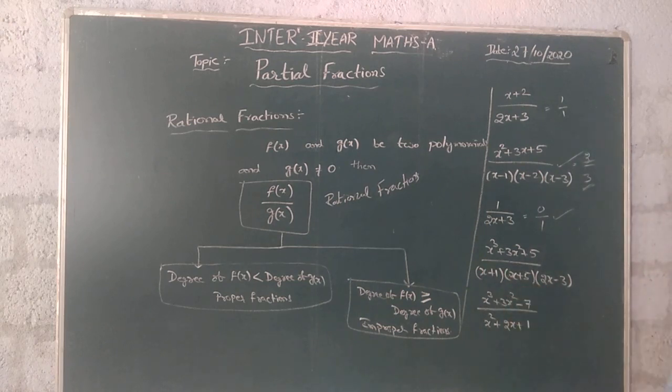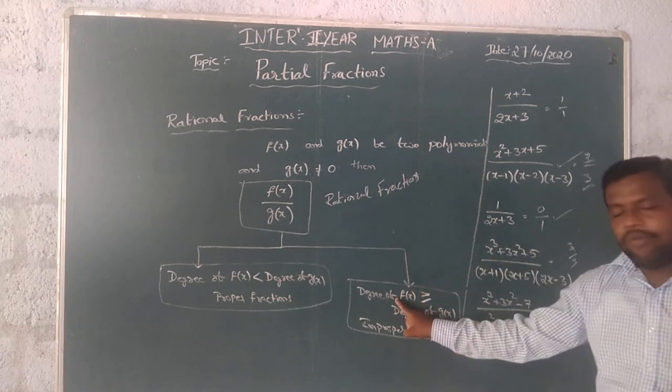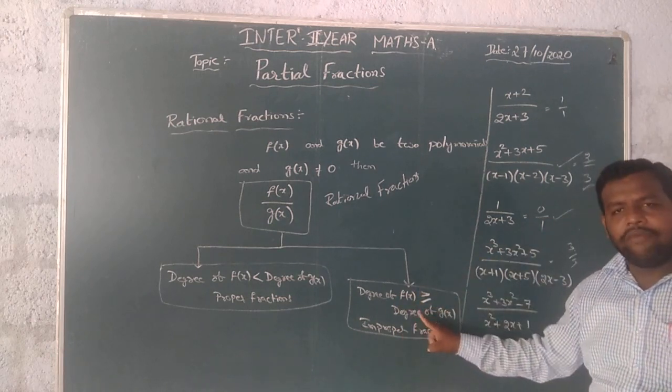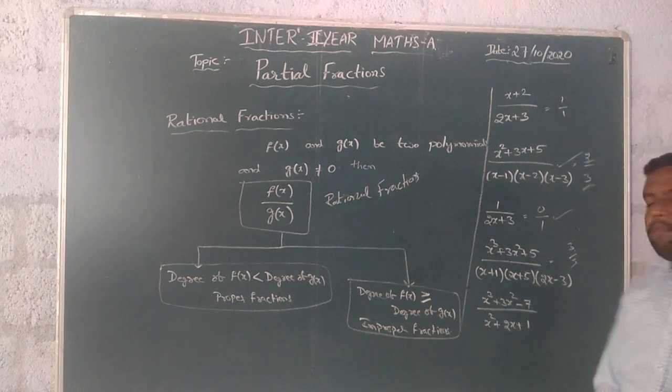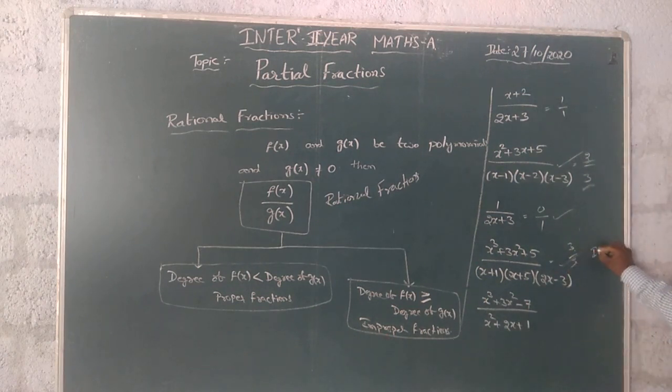In the fourth example, what is the degree of the numerator? 3. Degree of the denominator is 3. So both are of equal degree. So the degree of f(x) is equal to the degree of g(x). Then the fraction is called an improper fraction. So this fraction is called an improper fraction.